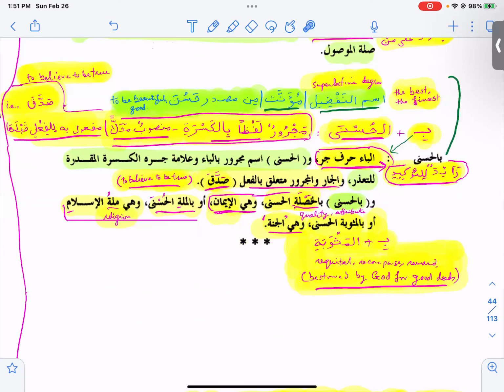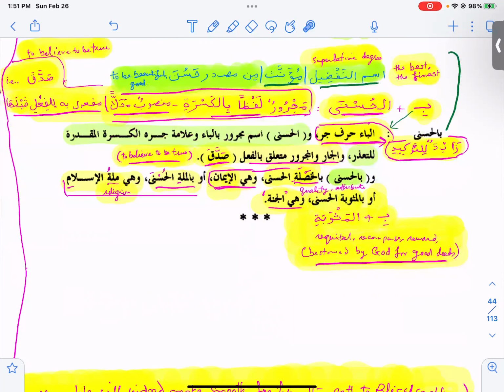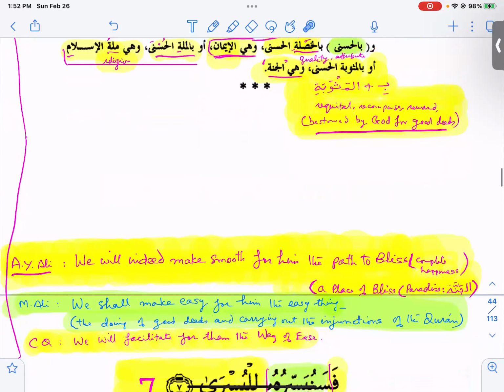So now we come further. So we can say, bil husna, min bi khaslatil husna, quality of attribute, wa hiya iman. Or bil millatil husna, wa hiya millatul Islam, religion. Or bi mathubatil husna, wa hiya Jannah. Mathuba means requital, recompense, reward bestowed by God for all good deeds. So that we have to understand. Fine.